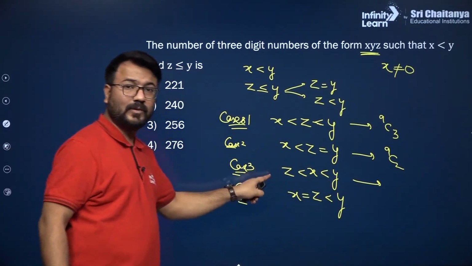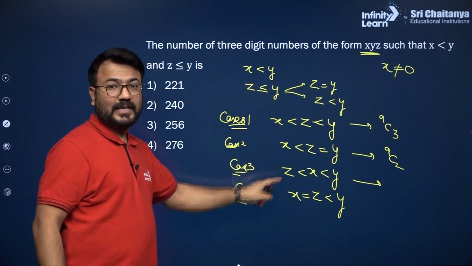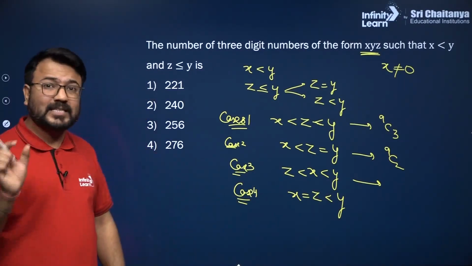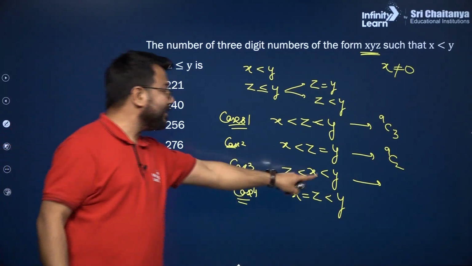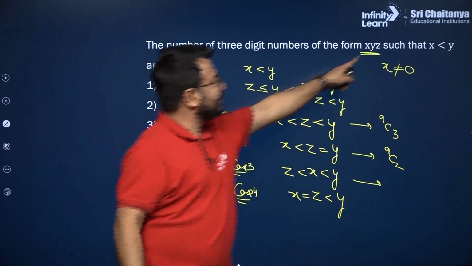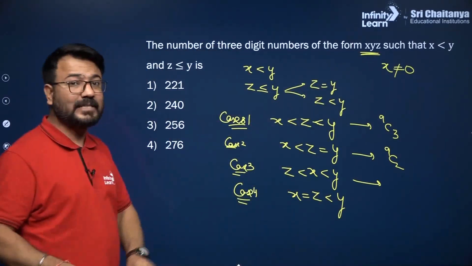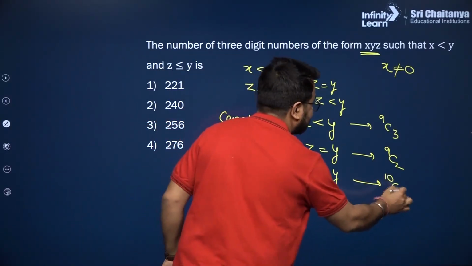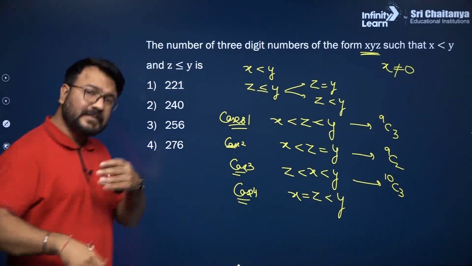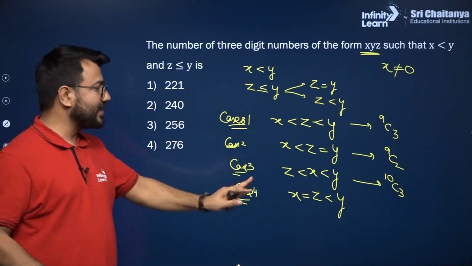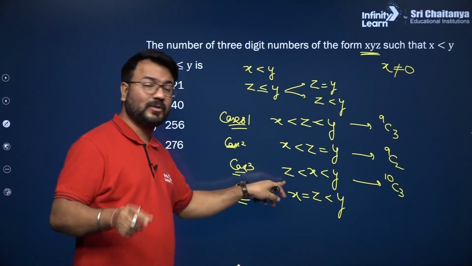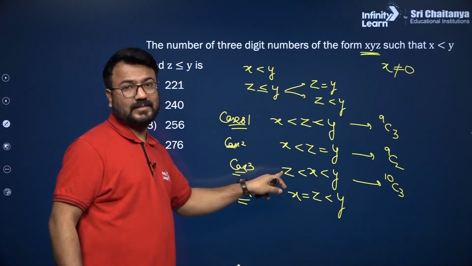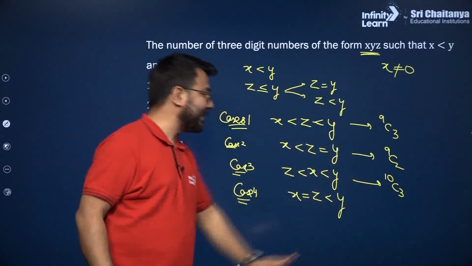here x is not the smallest one but z is the smallest one. So if we are taking the smallest value to be 0, then it can be aligned with z, and z can be 0, y can be 0, but x cannot be equal to 0. So from the 10 digits I can select 3 digits, and if 0 is selected in this situation, then that 0 will go to the smallest value, that is z. So that is why we are writing here 10C3.